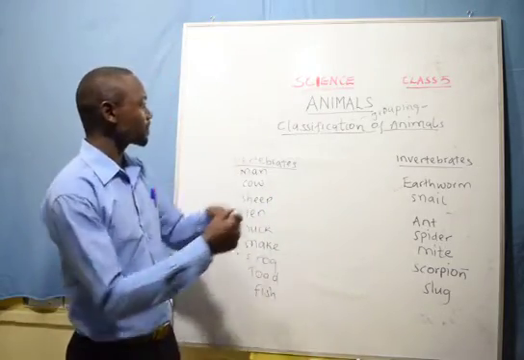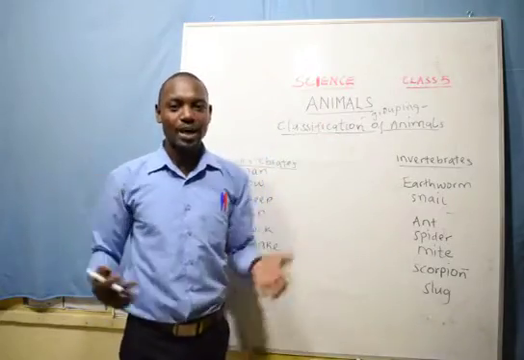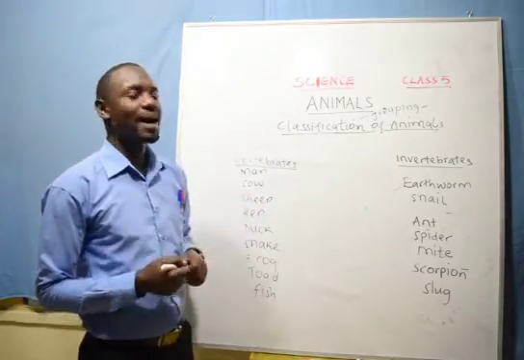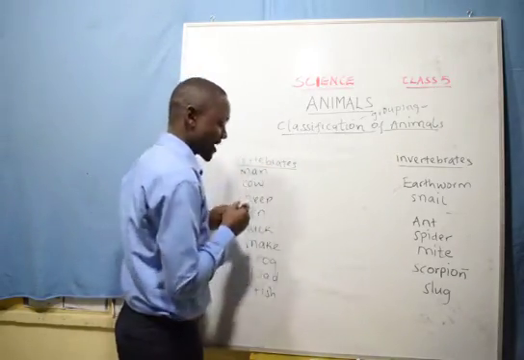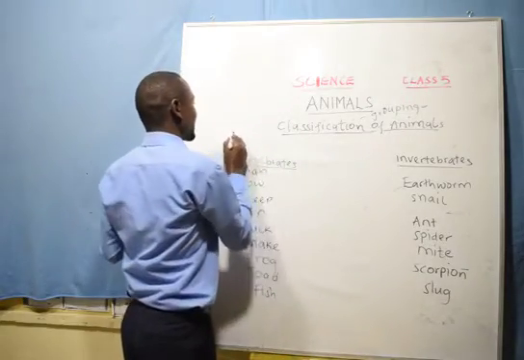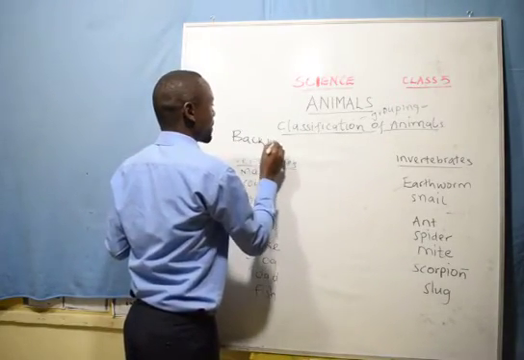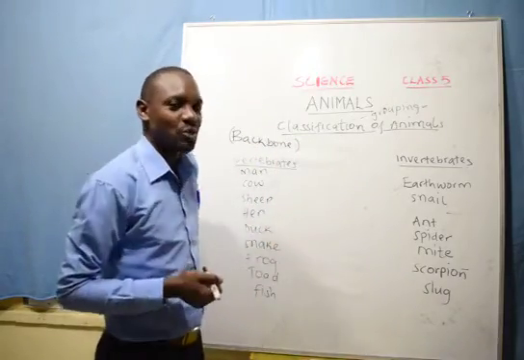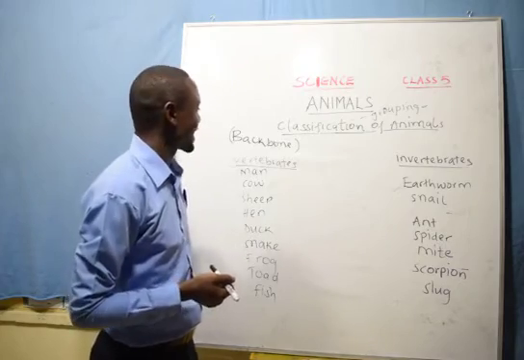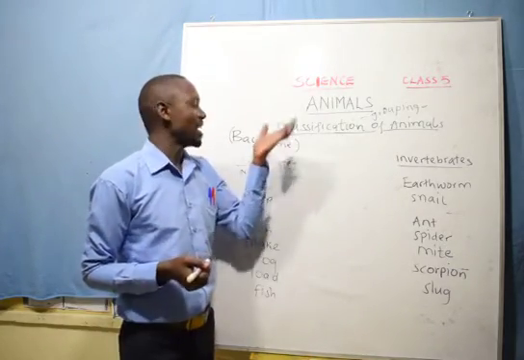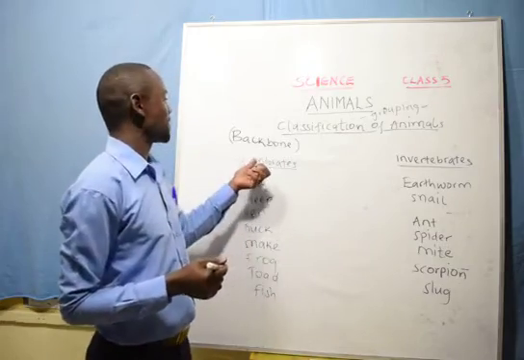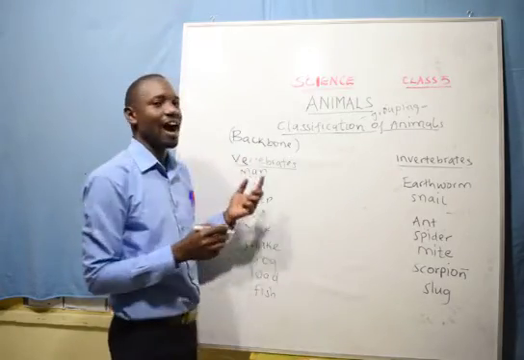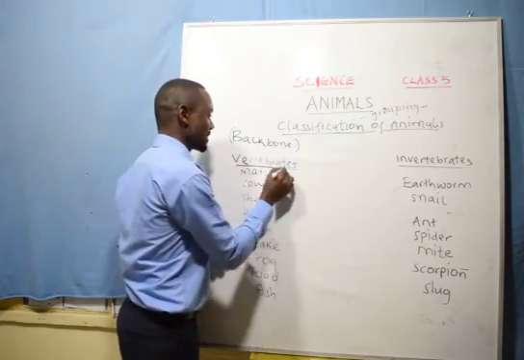That is why we say we are classifying animals into two: animals with backbones and animals without backbones. Animals with the backbone, I say the backbone is the bone that runs from the head to the tail or to the leg. For example, when you touch your back, you'll feel that bone that runs down to the leg. That is what we call the backbone. Animals with the backbone are called vertebrates.